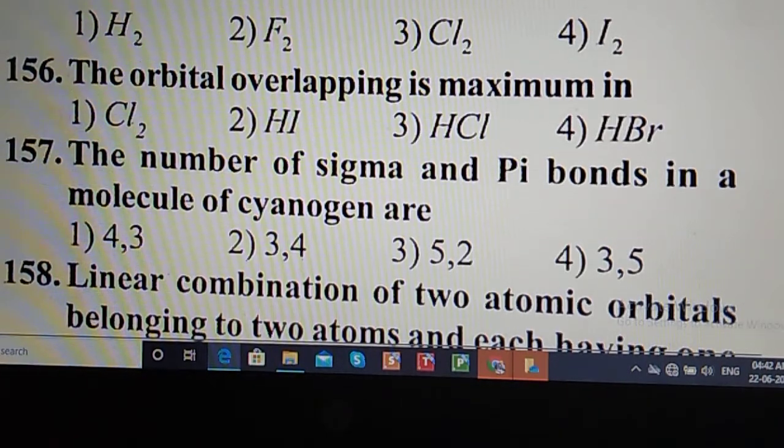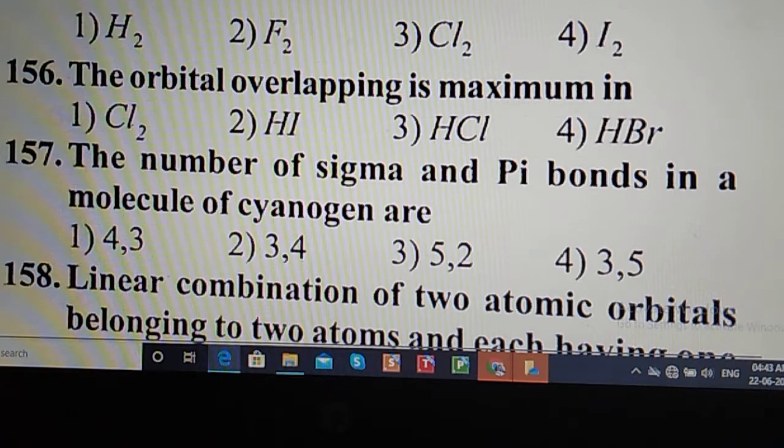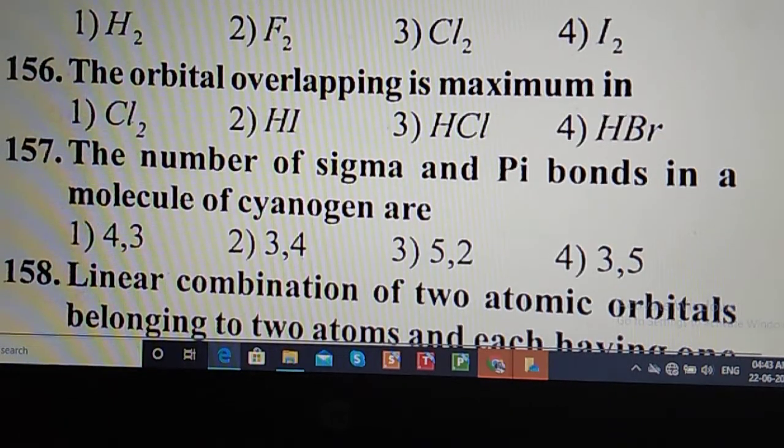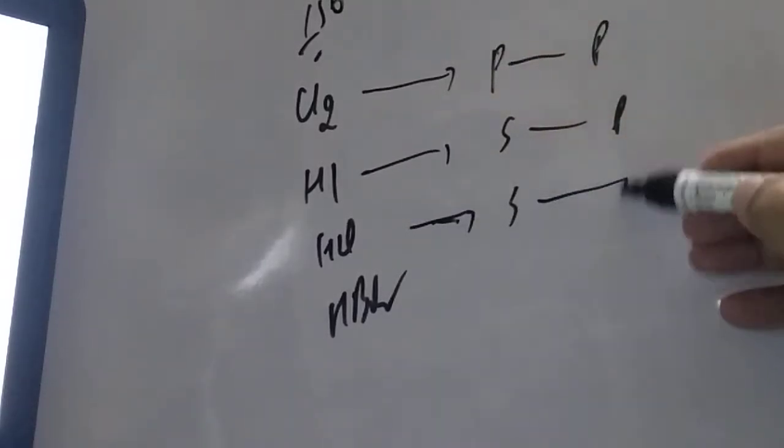Okay, the orbital overlapping is maximum in which? So student, we know that p-p orbital overlap is greater compared to s-s, because p has a directional nature. So if you talk about the options, student, you come to option 1 on the board here, 156. What is overlapping is p and p in Cl2, the p-p orbital is involved. And here, if you go to HCl, student, it is s-p, and HBr again s-p. So student, in Cl2 there is p-p overlapping, and this is the maximum.